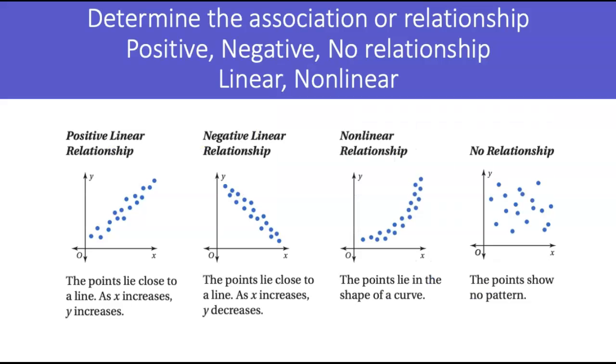Determine the association or relationship: positive, negative, no relationship, linear or nonlinear. So a positive linear relationship, when you plot your points, they're going to be headed uphill. They're going to be going from left to right. They're both increasing. And it's linear because it roughly looks like a line. If I just pushed them together a little bit more, they would make a pretty good line.